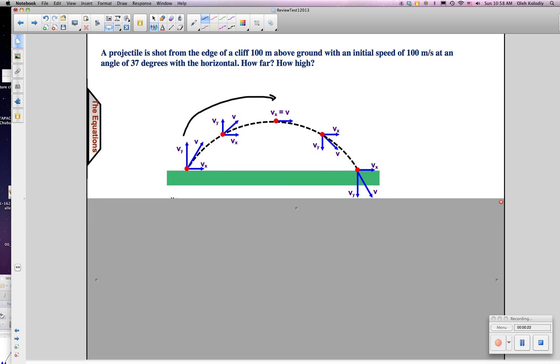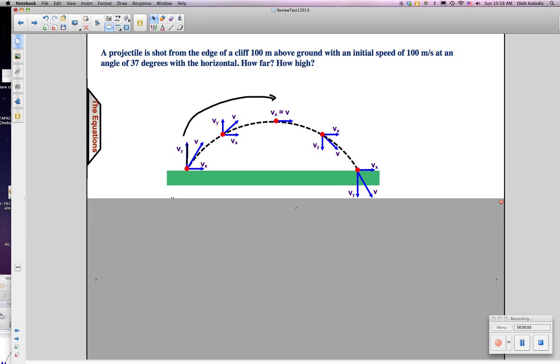Vy equals 0. Vx stays the same. So at the very top, all the velocity is just Vx. And then the downward velocity keeps increasing as if the object was thrown straight up and came back down. So our mission, of course, here is to answer a couple of questions. How high does it go, and how far does it go?